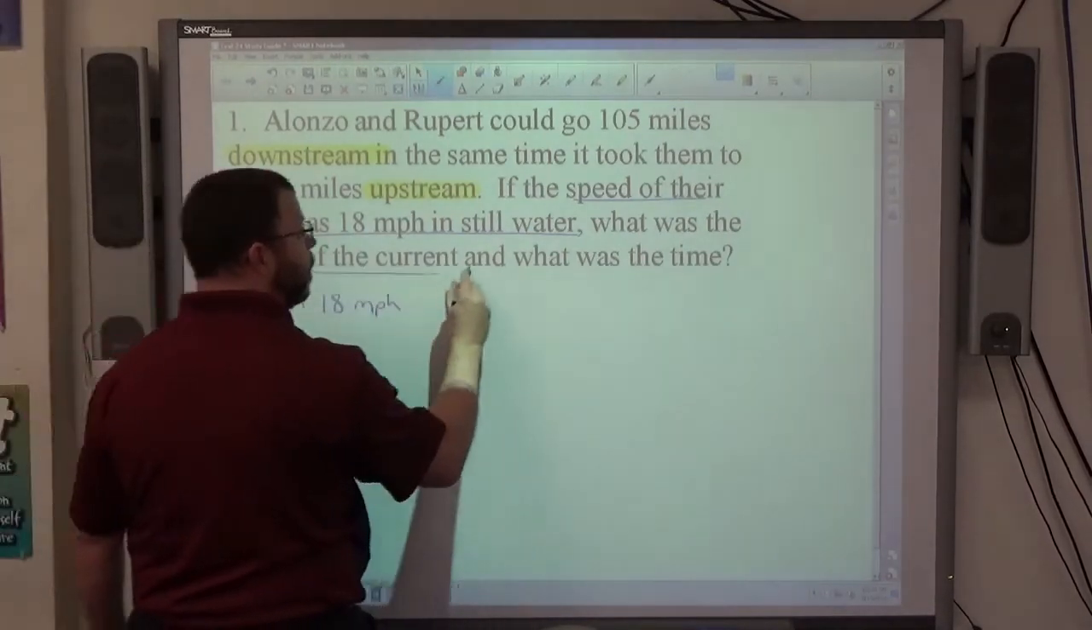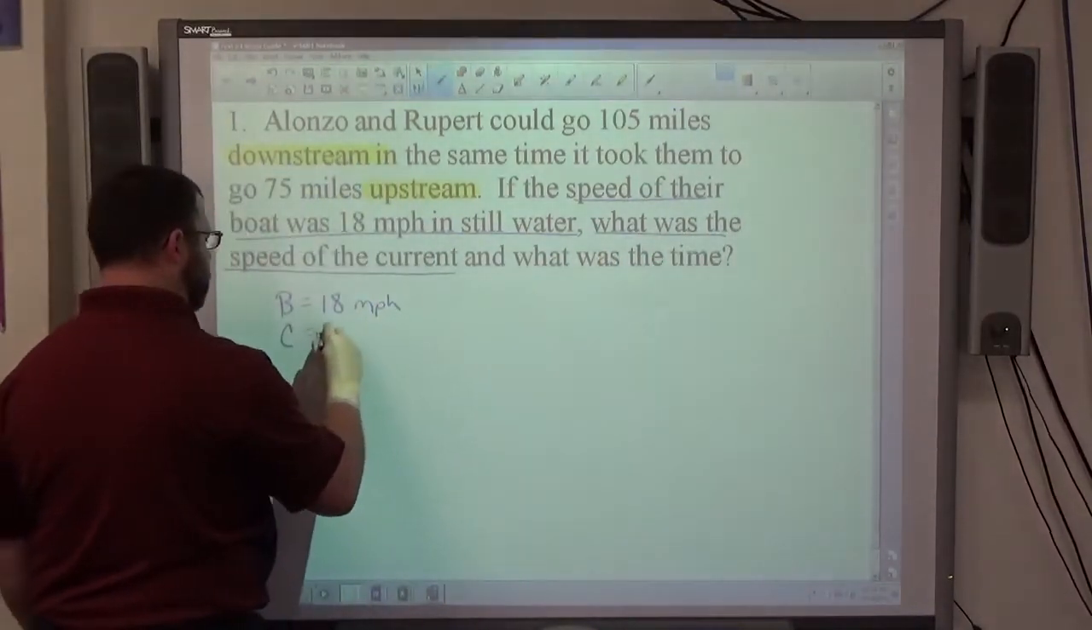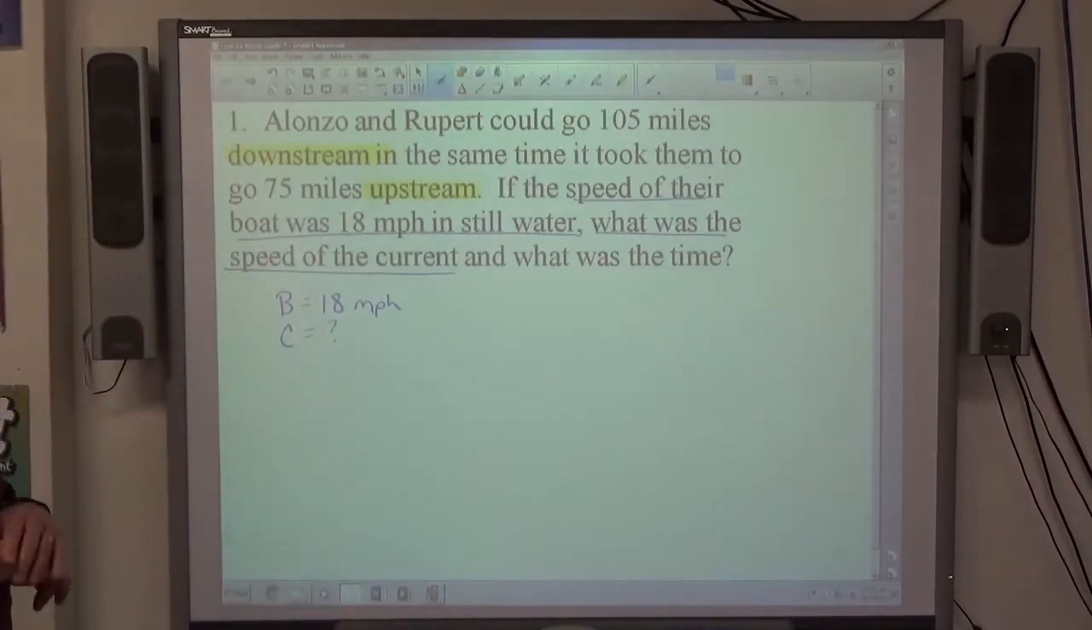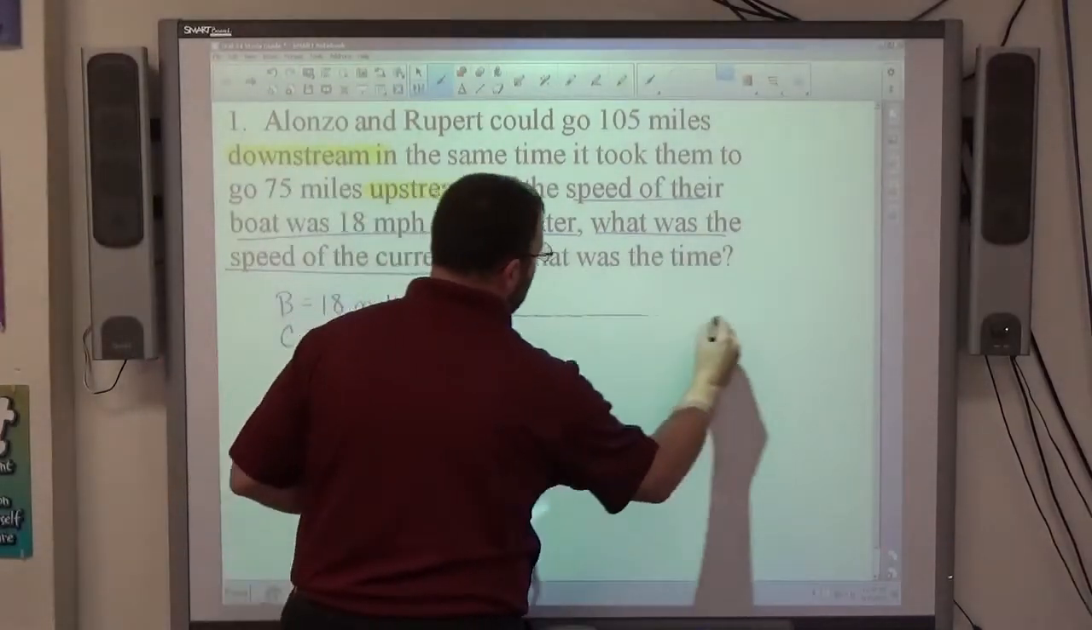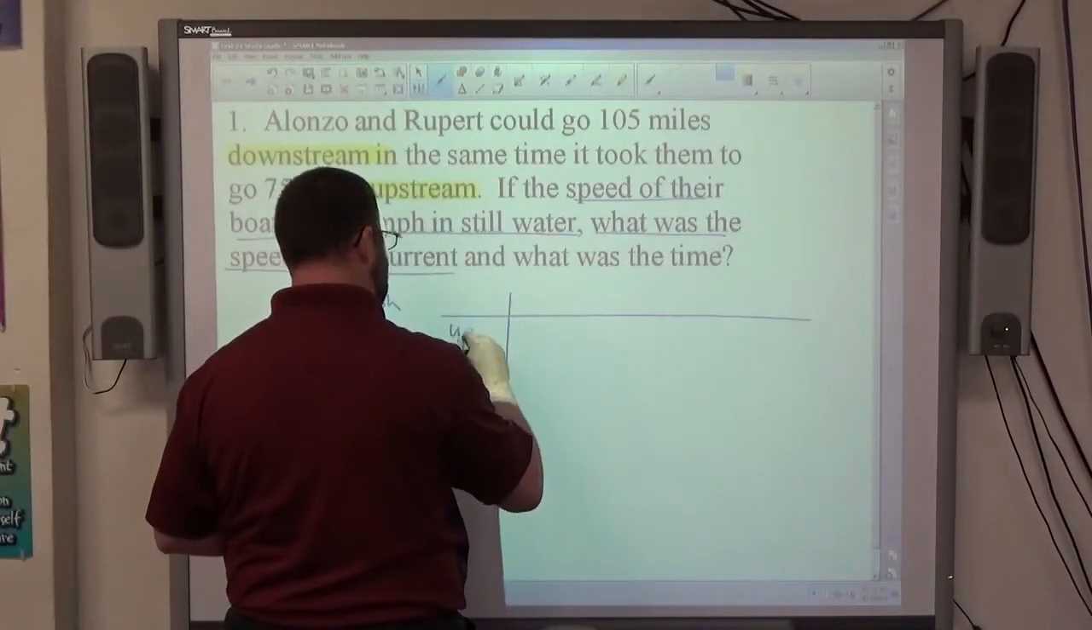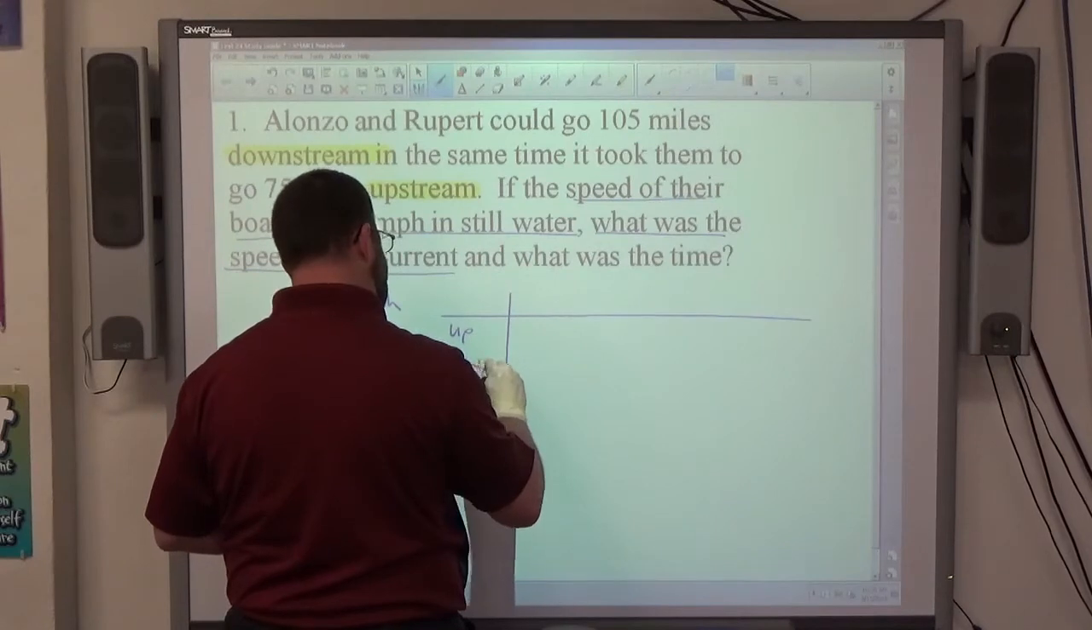What was the speed of the current? Tells me I don't know that, so C equals question mark. Those are the things I need to establish before I start drawing a rate time distance chart. And when I'm doing a boat in the river problem, the rate time distance chart is always going to have upstream and downstream as the categories.